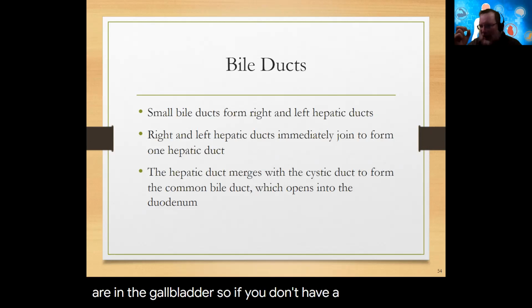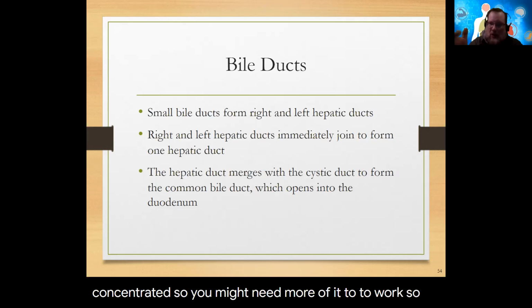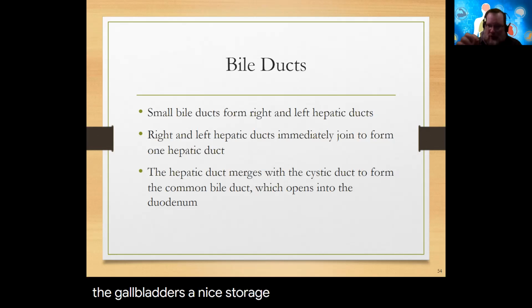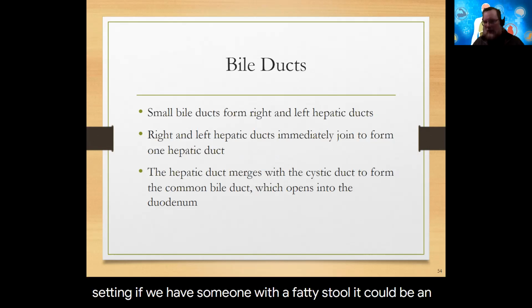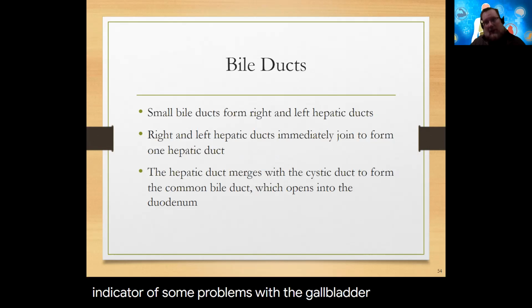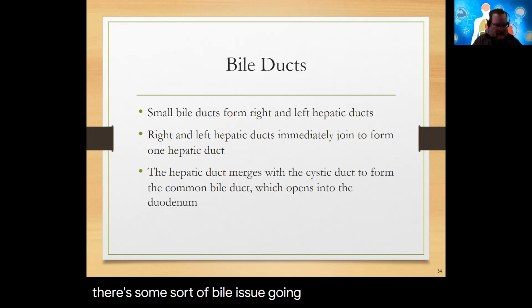So if you don't have a gallbladder, the bile that leaves the liver is going to go straight to the duodenum, or the small intestine. It's going to be less concentrated, so you might need more of it to work. The gallbladder is a nice storage unit, and we're able to provide just the perfect amounts to emulsify, or break fat globules into smaller fat globules. So without bile, it's difficult to digest fat properly. In the clinical setting, if we have someone with a fatty stool, it could be an indicator of some problems with the gallbladder or the liver. There's some sort of bile issue going on.